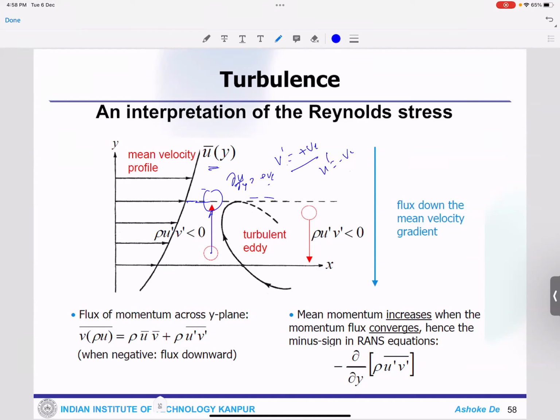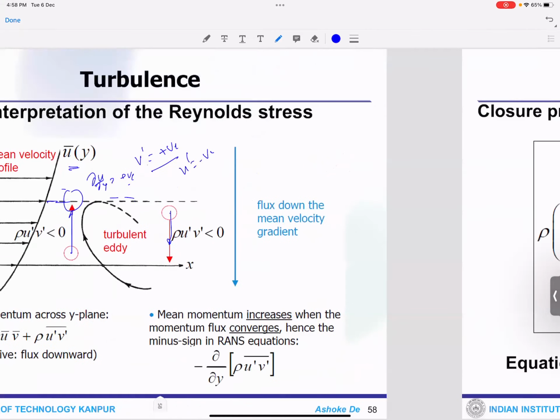Same happens when I go in a reverse direction. The fluid particle pushes downstream, that means it moves with a negative v prime, then the other way around, u prime is going to be positive. So that's why the negative sign appears in the Reynolds stress term, because that is the physical interpretation of what happens when you do this.